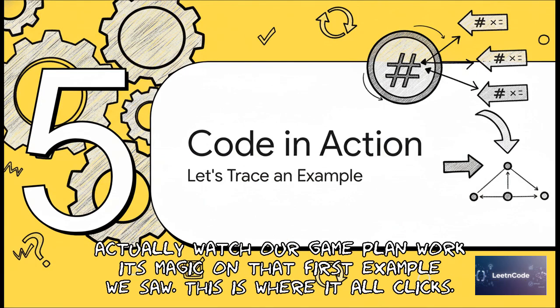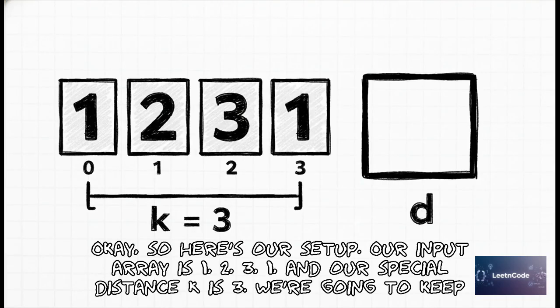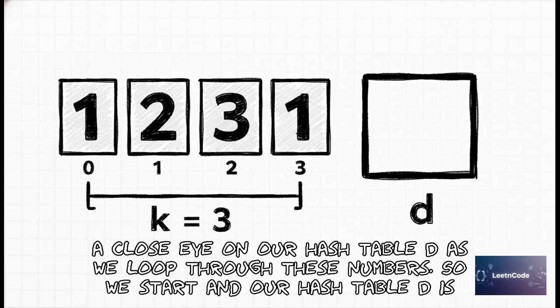All right, theory time is over. Let's actually watch our game plan work its magic on that first example we saw. This is where it all clicks. Okay, so here's our setup. Our input array is 1, 2, 3, 1, and our special distance k is 3. We're going to keep a close eye on our hash table D as we loop through these numbers.